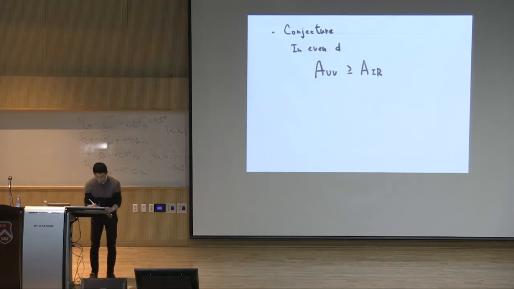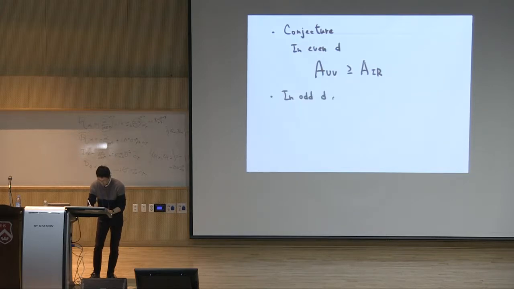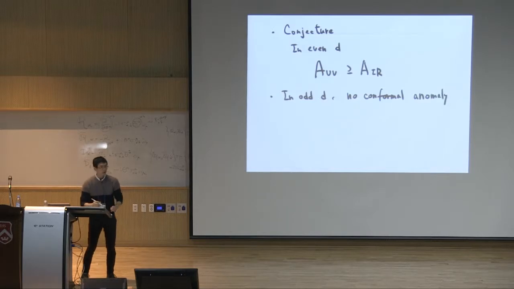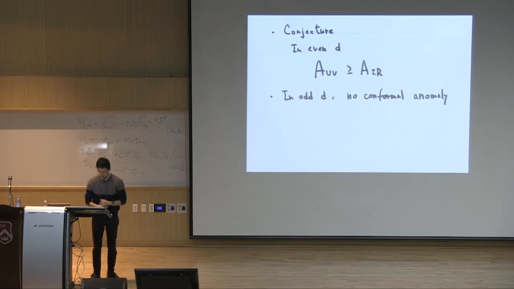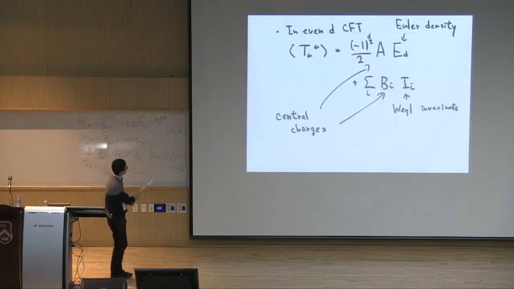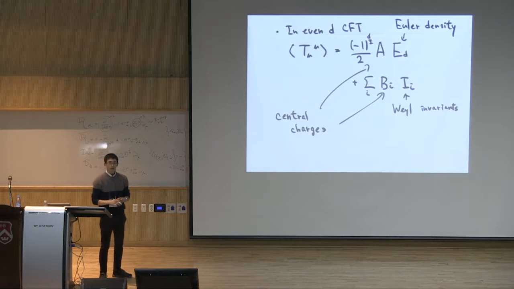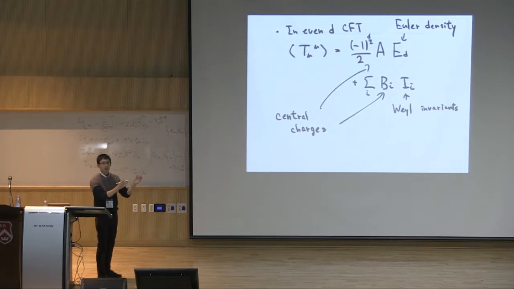But if you go to odd dimension, there is no conformal anomaly, so it's not clear what to use as a C function. But in the original paper by Cardy, he actually uses a sphere partition function to extract the A anomaly. A is the coefficient of the Euler density. If you calculate the trace of the stress tensor on the sphere, you can only pick up the A anomaly, not the Weyl invariants.